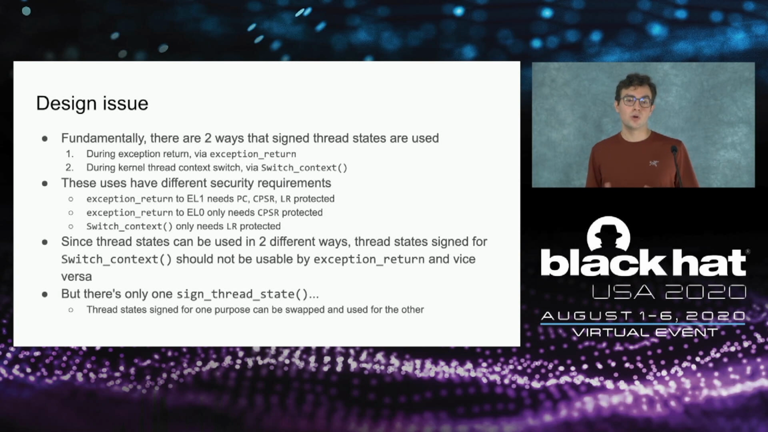So fundamentally, since thread states can be used in these two really different ways, in order to ensure integrity, we want to be sure that thread states signed for use by switch context shouldn't be usable by exception return. And vice versa, we don't want thread states signed for exception return to be usable by switch context instead. Unfortunately, there's only one function, sign thread state, which means that unless additional care is taken in the implementation, thread states signed for one purpose can always be swapped out and used for the other purpose instead.